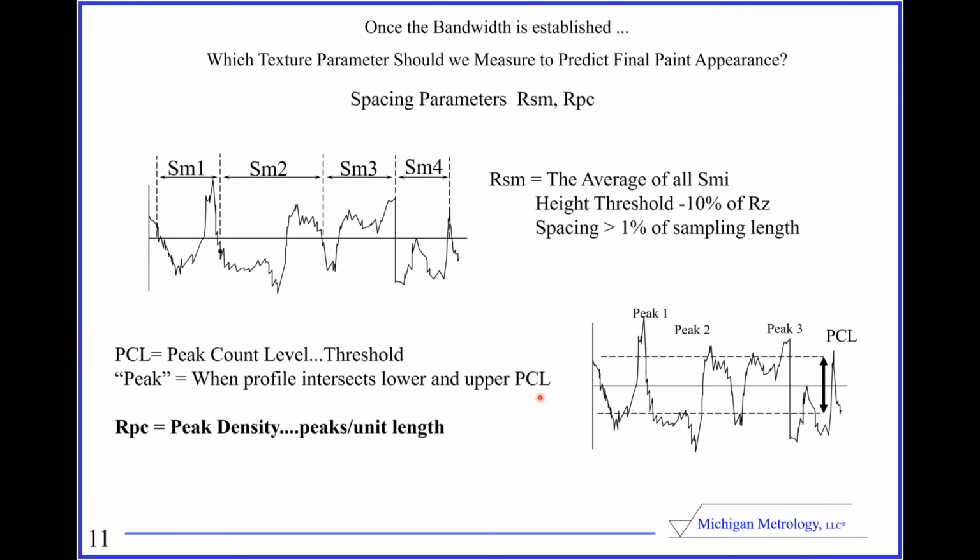And then the other parameters of interest in the paint industry are related to spacing or spatial information. So one of those that's getting some popularity is called RSm, the mean profile spacing.